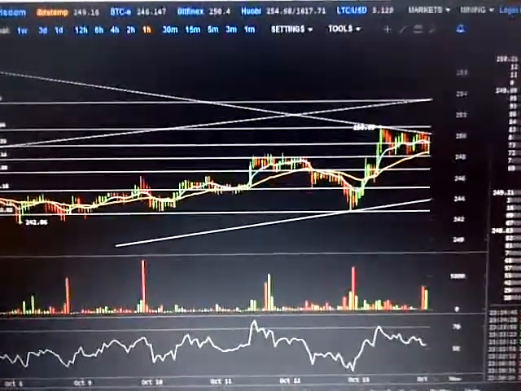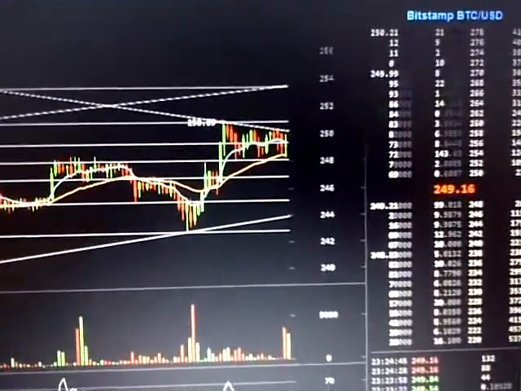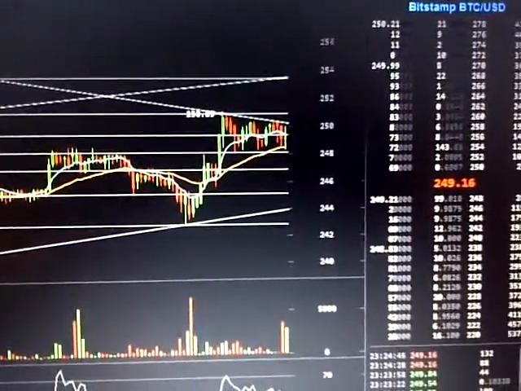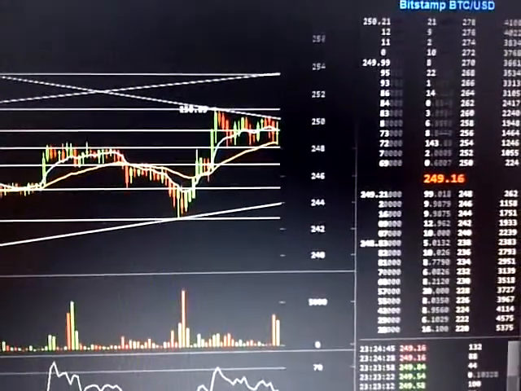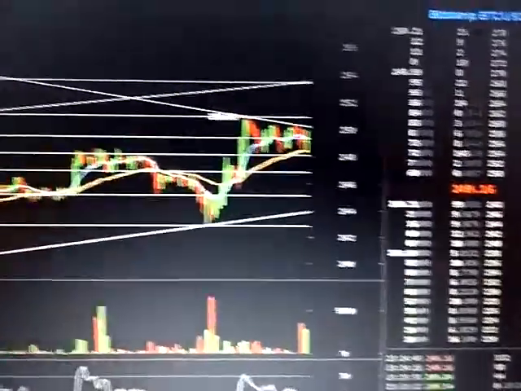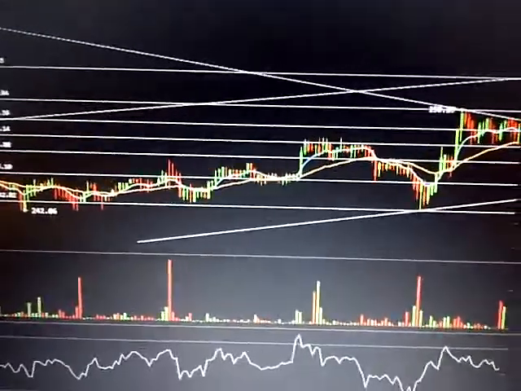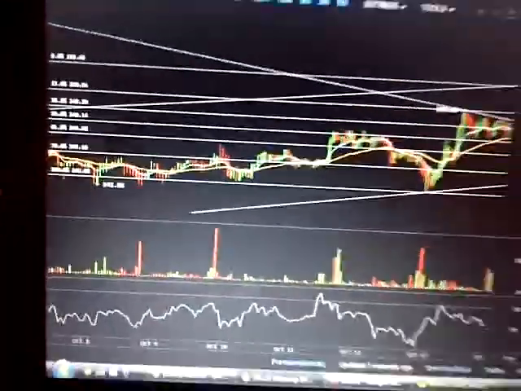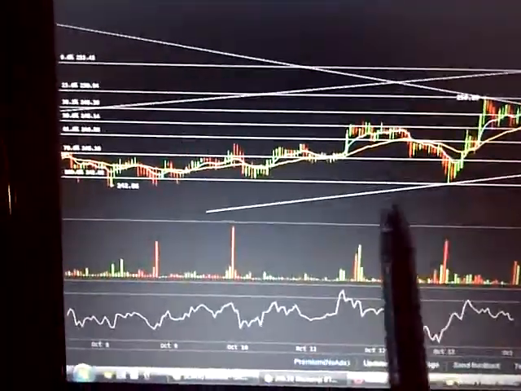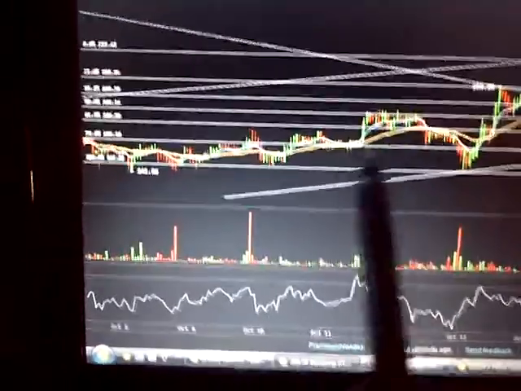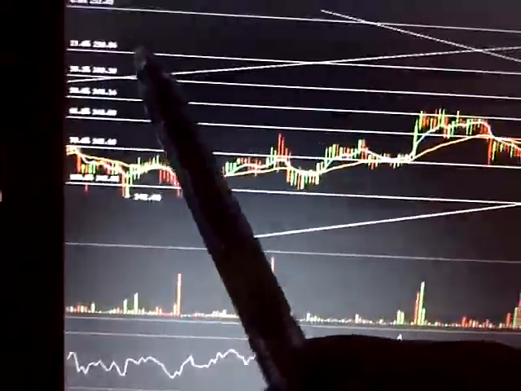Okay, so this is Bitstamp, and that's the current price, and this is what it's done. And so what I've got here is a couple of things. What you're seeing here, this is the experiment.